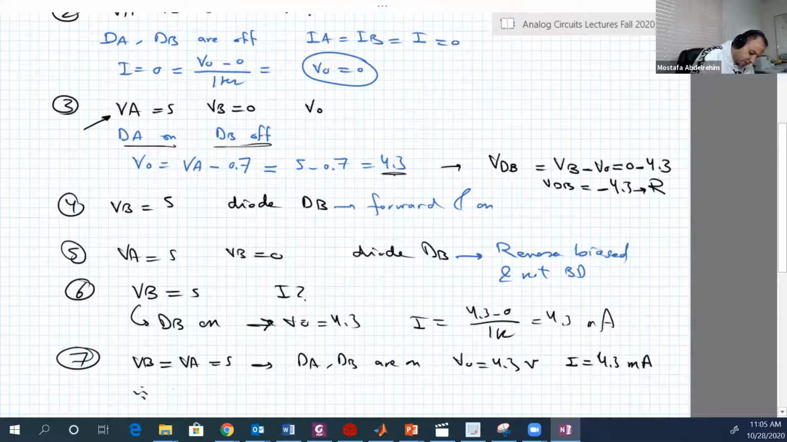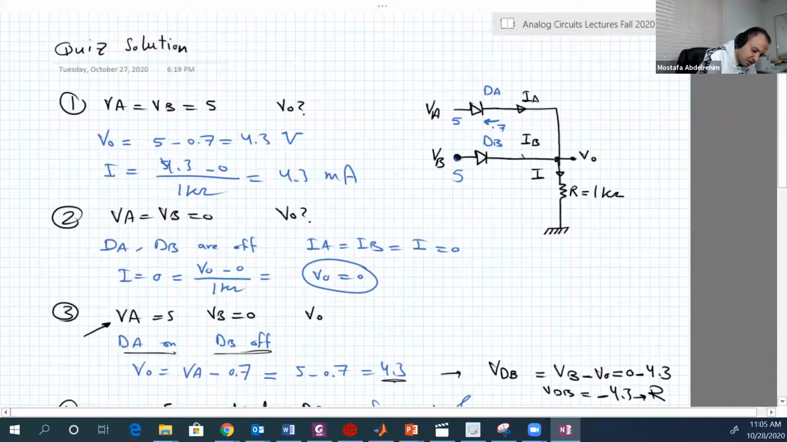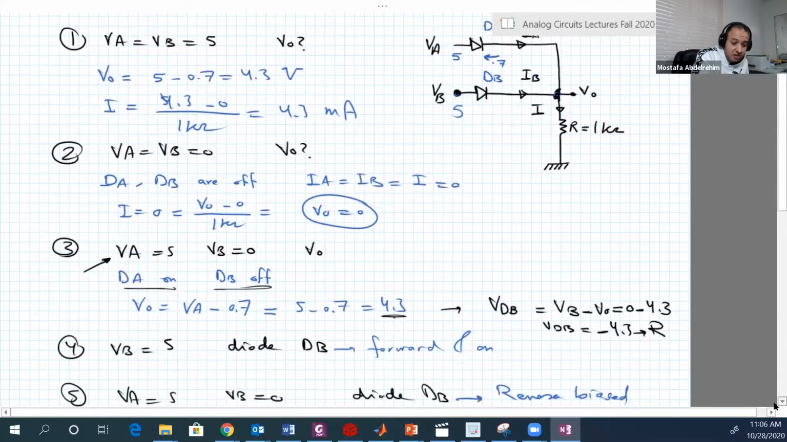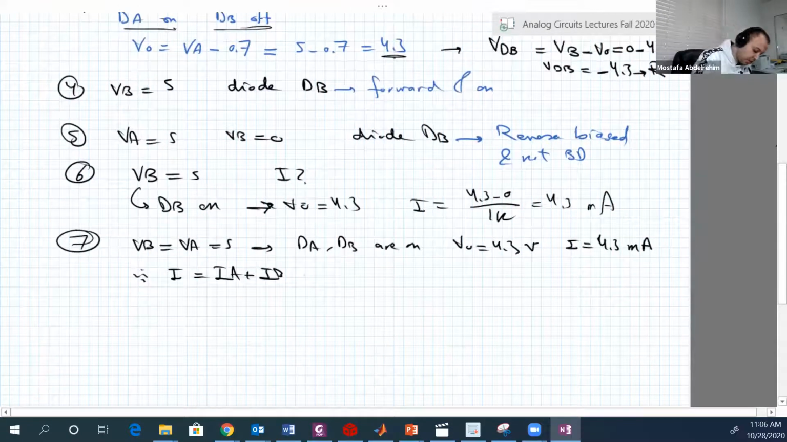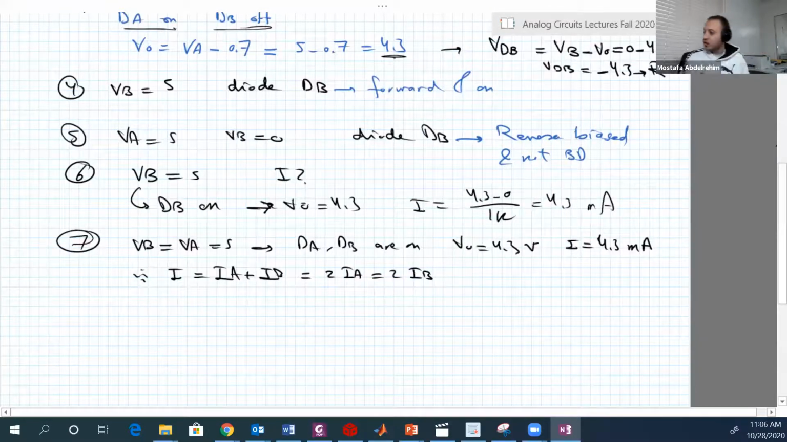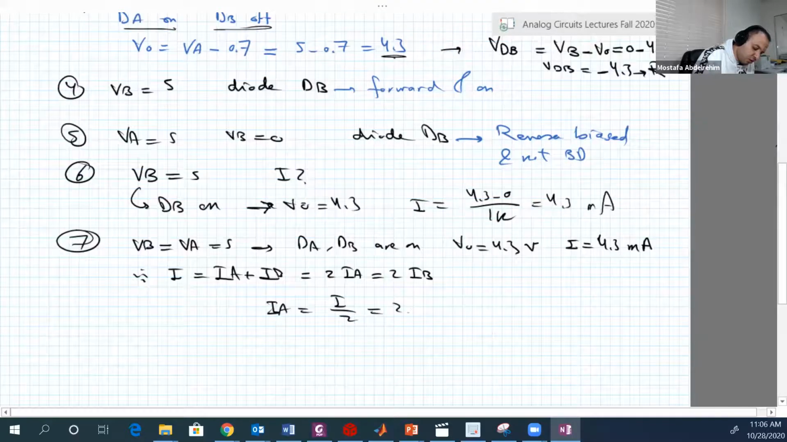And I equals IA plus IB. If you go back here, this is IB and this is IA. So IA and IB are going into the node, and I is going out of the node. So I is equal to IA plus IB. And since the diodes are identical and both are on, the current I will be divided equally. So this is equal to 2IA or 2IB. What is required here? It's required IA. So IA is equal to I over 2, 2.15 milliamperes.